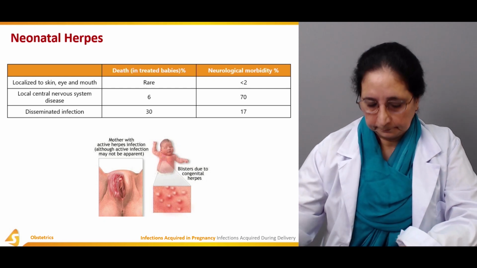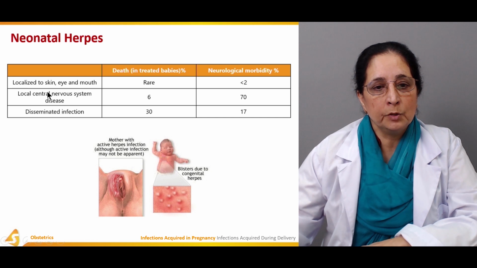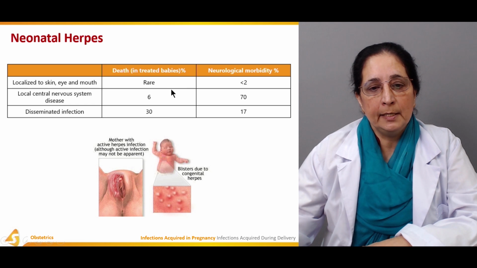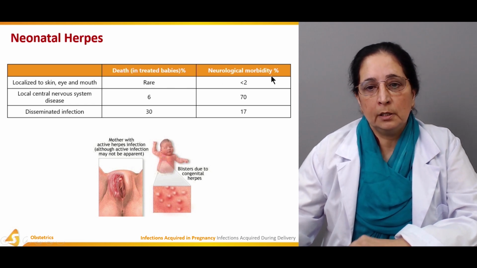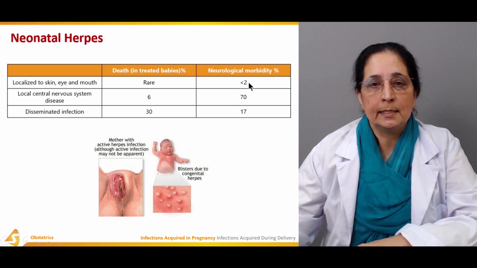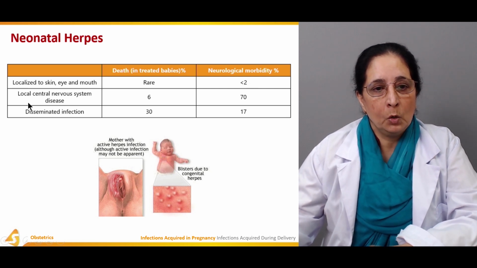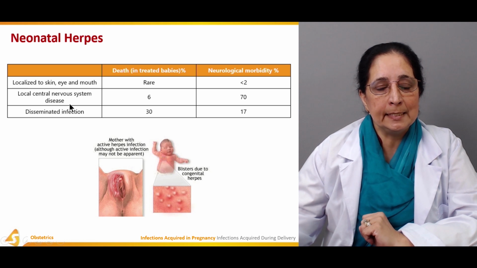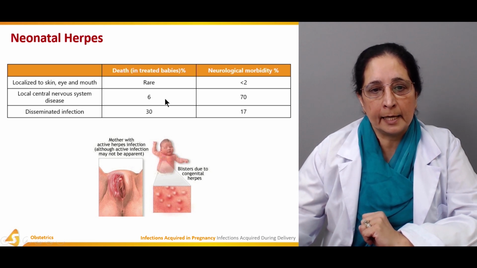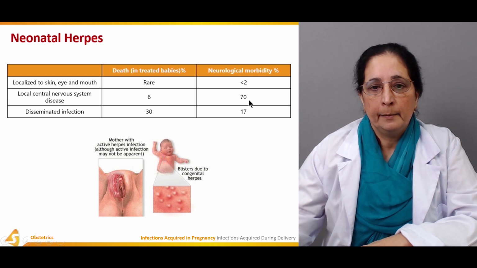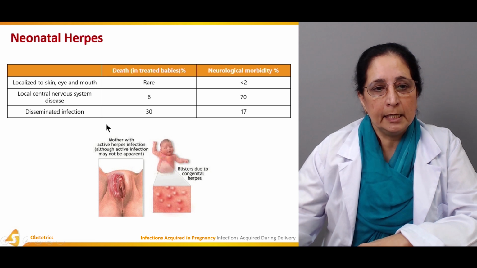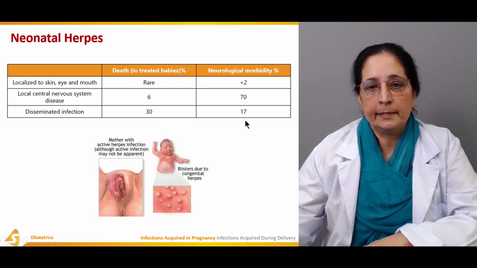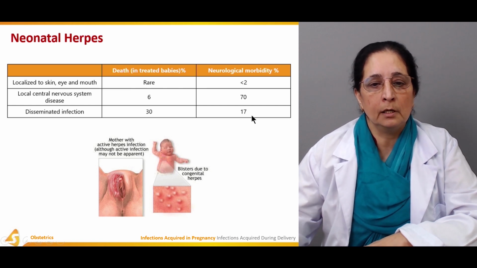Neonatal herpes, localized to skin, eye, and mouth. Death in treated babies is rare, and neurological morbidity is less than 2%. Local central nervous system disease, its death is about 6%. Neurological morbidity is 70%. Disseminated infection is 30% death and 17% neurological morbidity.